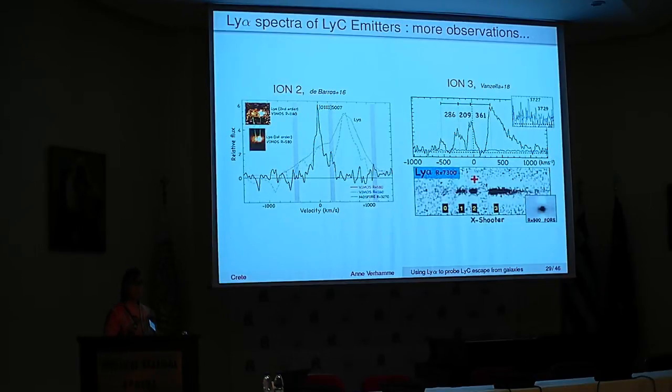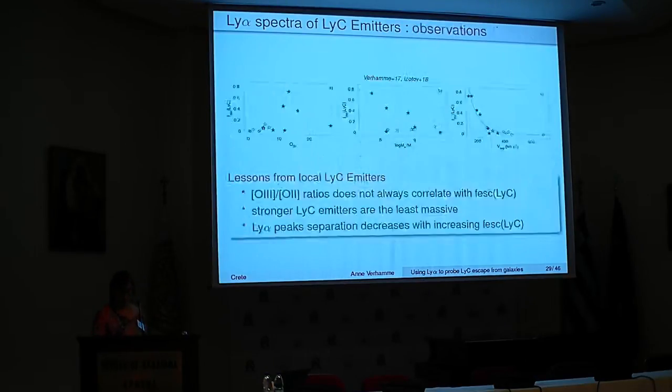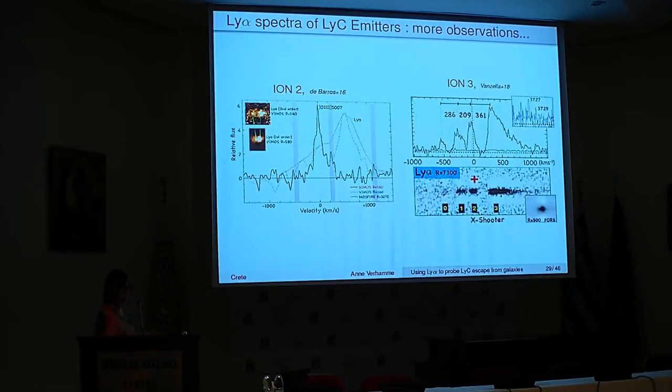But so from this, it seems to work well. The models predict that, and that's what we find. But there are also other Lyman alpha profiles of leakers at high redshifts. The quality of the data is less good, the spectral resolution is lower, and the signal to noise is lower, because it's much harder to observe high redshift galaxies. But the Lyman alpha profiles seem to be more complicated than the one I just described.